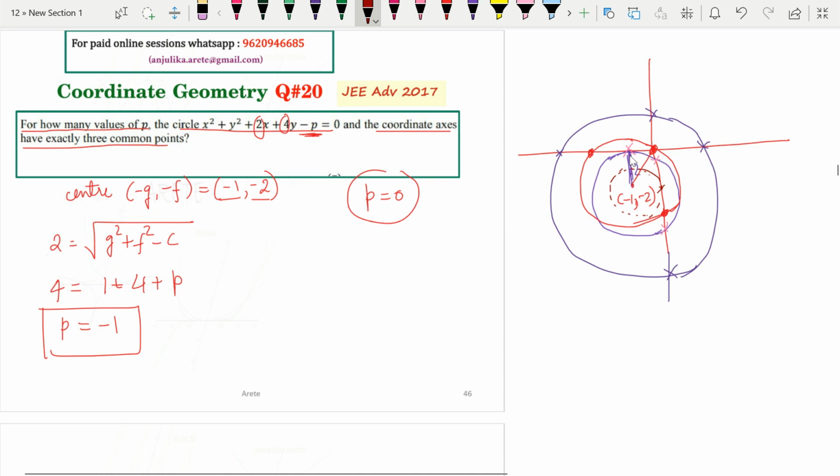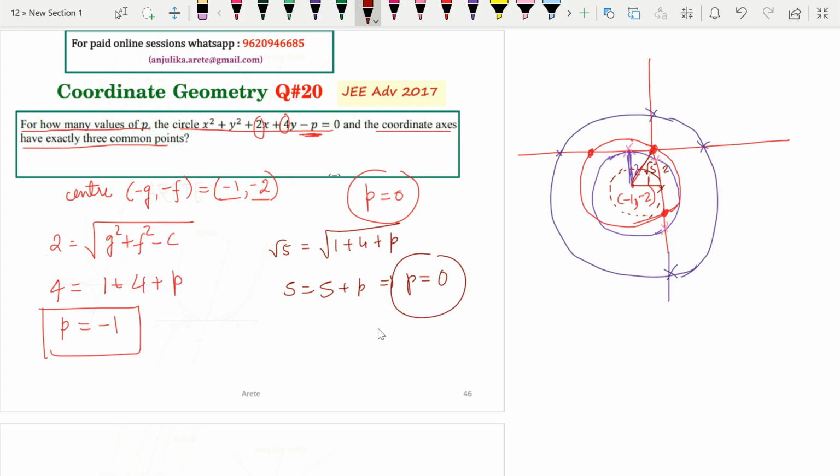If you don't agree with me, just figure it out. This is 1 and this is 2, so this radius is root 5, right? If you plug in root 5 over here, you get under root 1 plus 4 plus p, right? So if you square it up, 5 is equal to 5 plus p, and you get p value to be 0. No other way you are going to get 3 points in common.